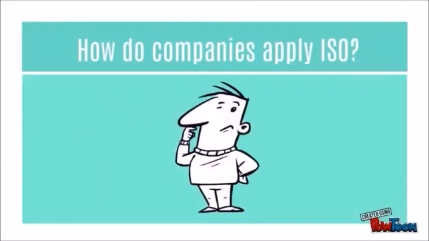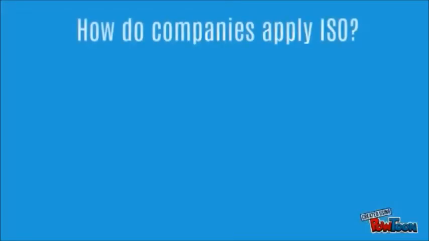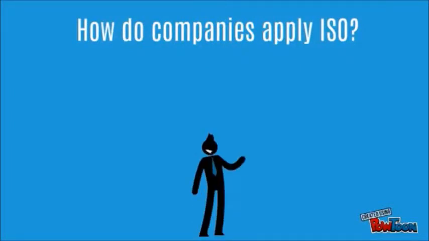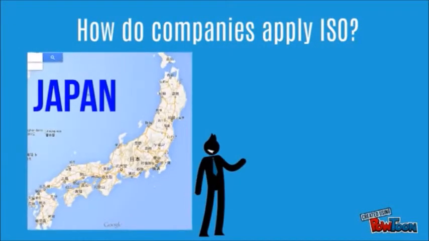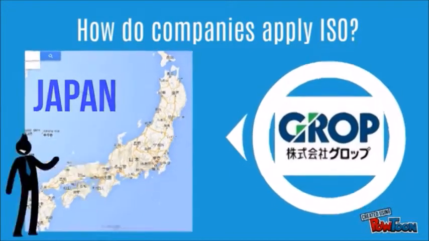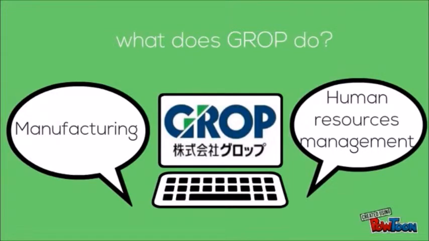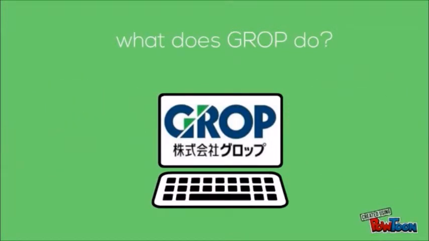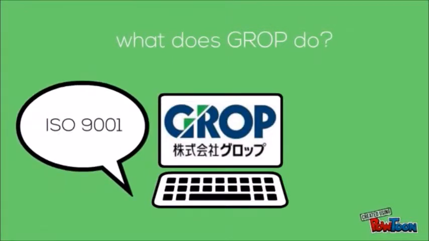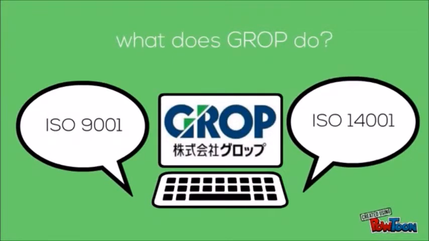So, how do companies apply ISO in reality? To answer this question, we interviewed Mr. Liao. Mr. Liao is a project manager in a Japanese company called Gulopu. Gulopu's core business lies in manufacturing and human resources management. It is also an ISO certified company. It has acquired both ISO 9001 and ISO 14001.